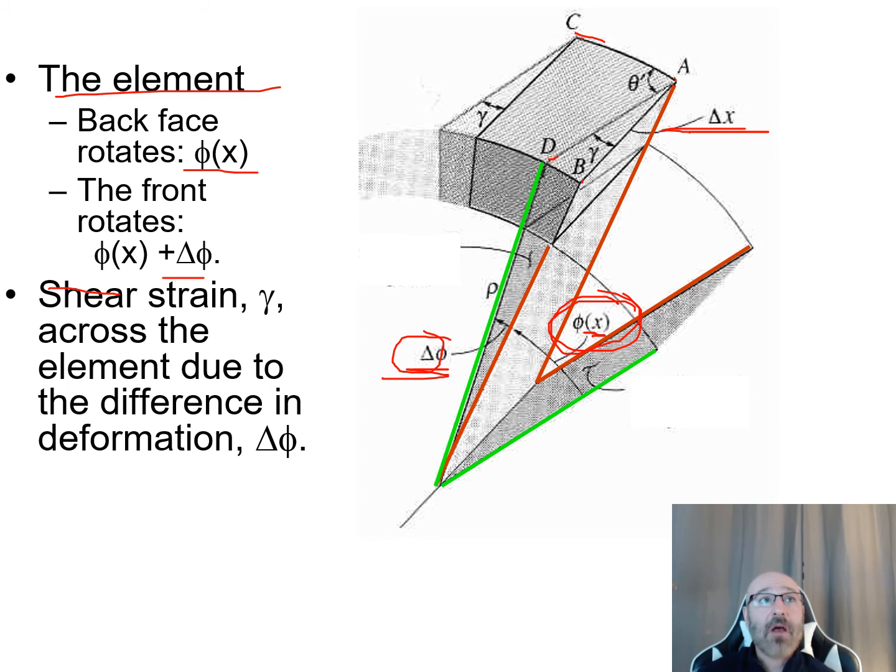So from that, what we want to do is then talk about our shear strain, our gamma. Our gamma, we can see up top here, and we can see that this changes, and again, this is going to relate to our phi and our phi sub x. So as that angle changes, our gamma is going to change. Our gamma is our shear strain, the shear strain across the element due to the difference in our deformation, our delta phi. As we change that angle, that's going to affect our shear strain. This is our strain, our gamma for our shear strain.